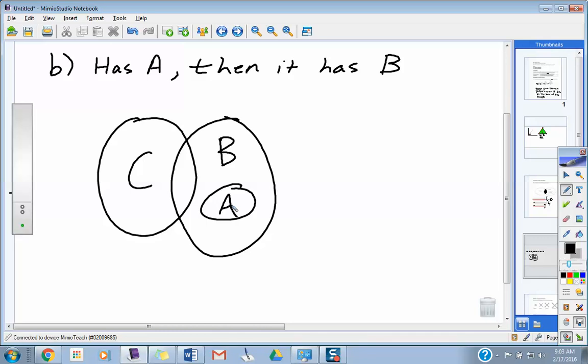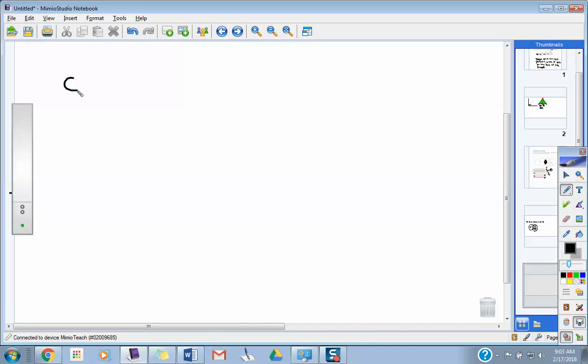C. C was false. Who are my C people? Faith or McKenna, do you want to draw yours? I don't care who draws it. Doesn't matter. I tell you what, somebody tell me what the statement was first. What was the statement that was false originally? If an item has property A, then it has property C. So if we have A, then it has what? Property C.